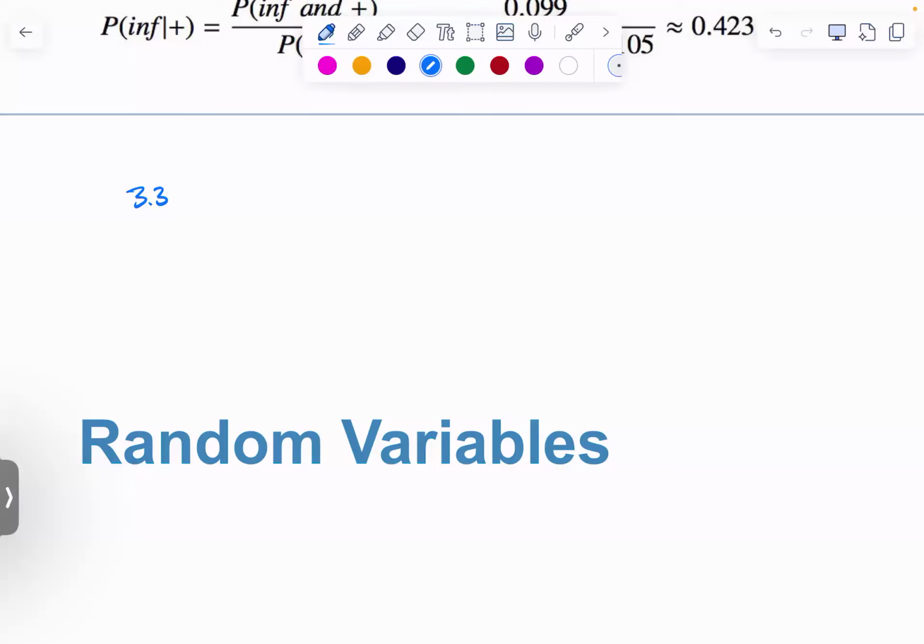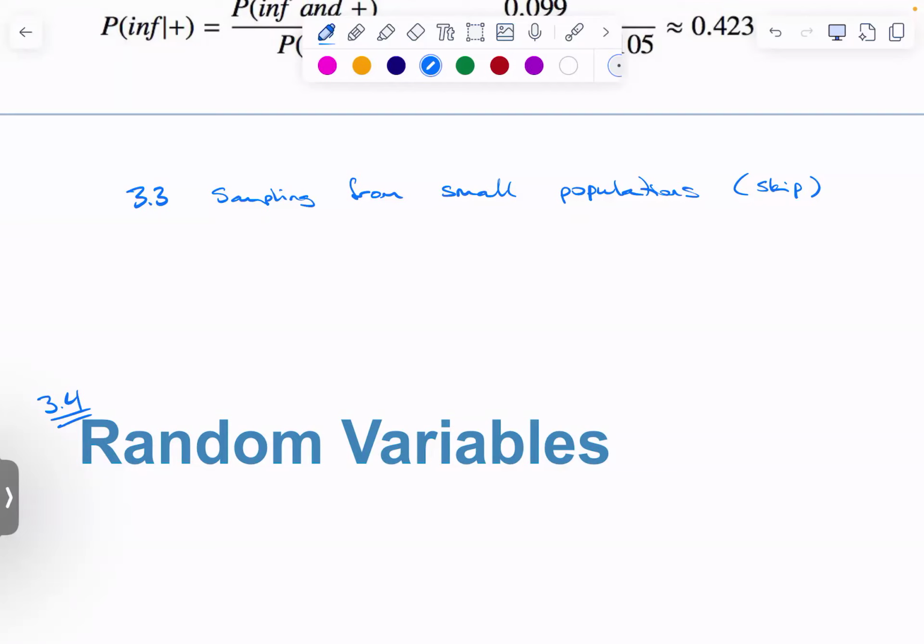I'm skipping 3.3. It's on sampling from a small population, and we rarely need to do that. And so we need to move on with our lives. Sampling from small populations. We're going to skip it, which means our next section is 3.4, called random variables.